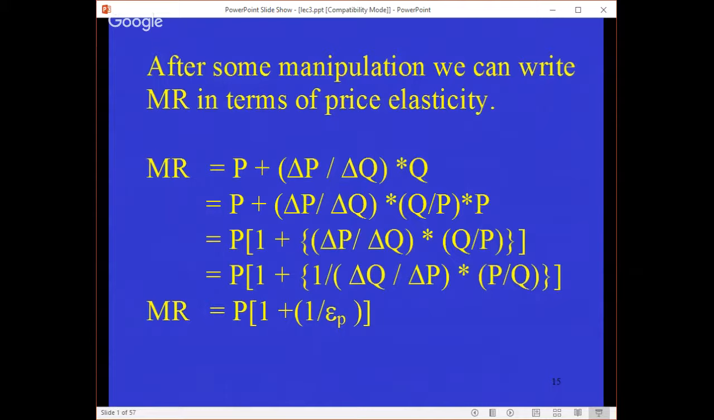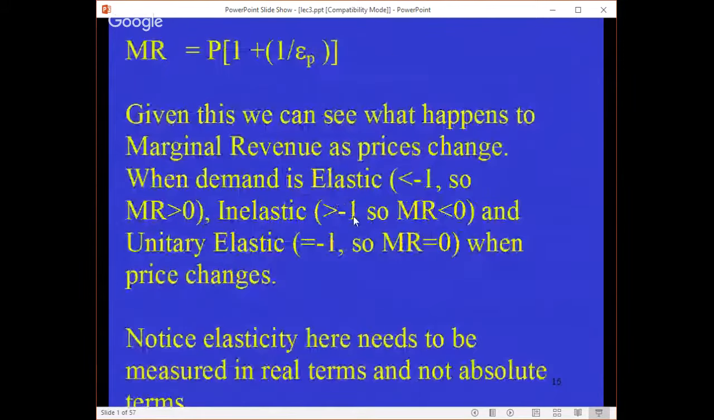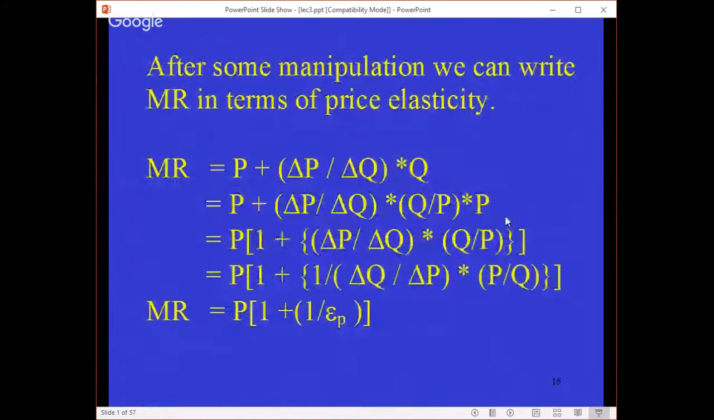I keep meaning to do this for the video in case you guys want to look at it later. So I have P over here and P over here and P over here. So I can just take it to the outside. So I have P times delta P over delta Q times P over Q.